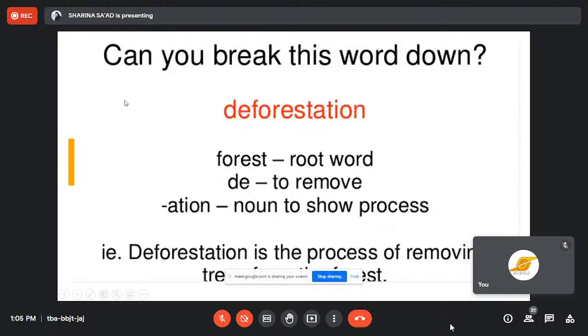For example, the word deforestation. Which one is the root word? The root word is forest. You want to know the meaning. What does deforestation mean? De means remove. Tion is the noun to show process. So what is deforestation? The process of removing the trees from the forest. That is how you find the meaning of words.